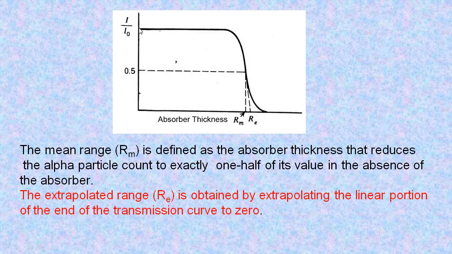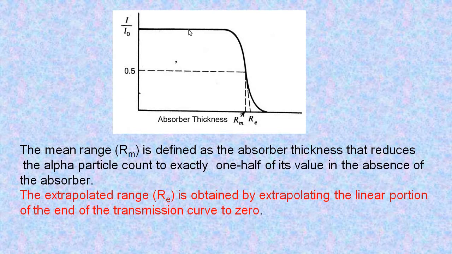That means without the absorber, you have to get I0. So this I by I0 is reducing to half here. And this thickness, you are calling the mean range. The extrapolated range is obtained by extrapolating the linear portion of the end of the transmission curve to 0. This curve you are calling the transmission curve, that means how much particles are transmitted through the absorber to the detector. That is why it is known as a transmission curve.